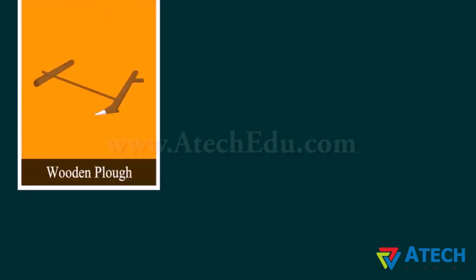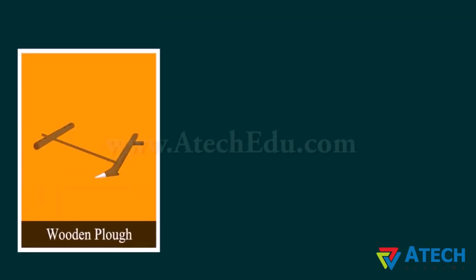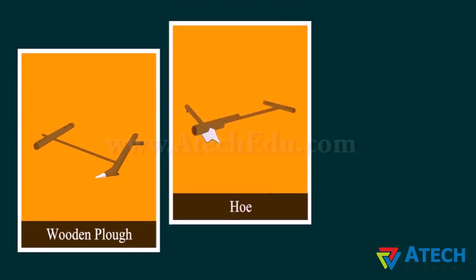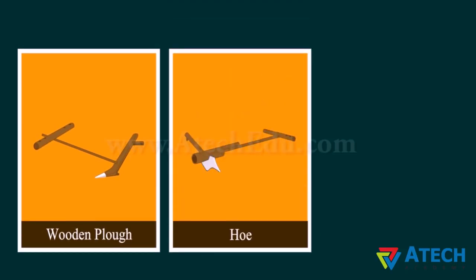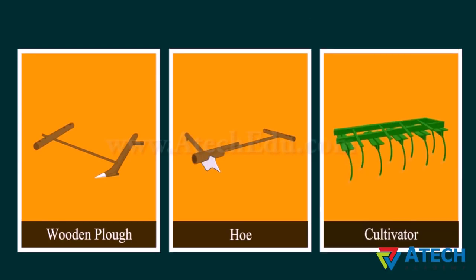What are the tools we require for preparing soil? In modern days, cultivator is used for preparing the soil. But older tools like plough and hoe are also used for preparing soil sometimes. A plough is usually made up of wood. But these days, metal plough is also being used.